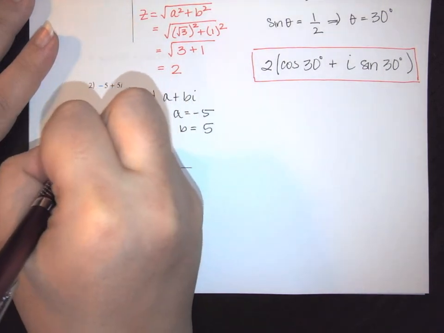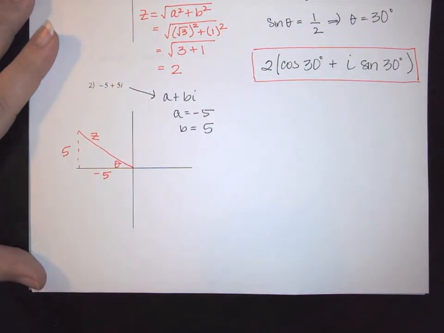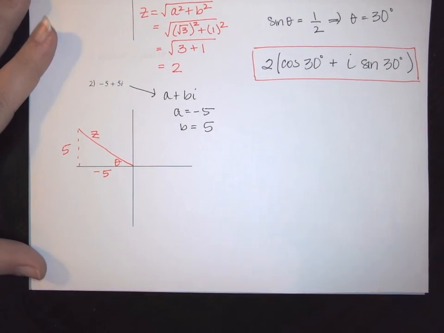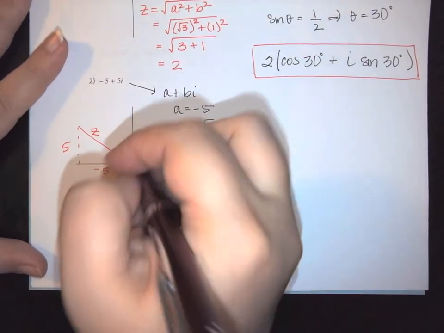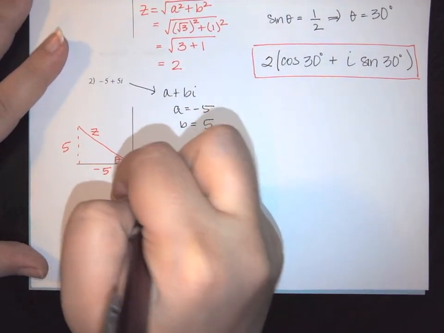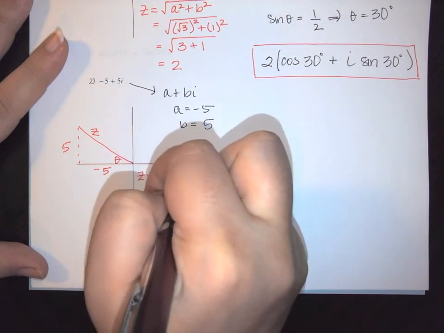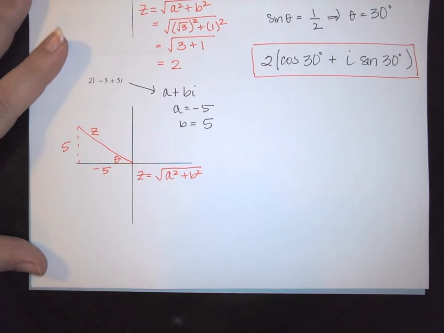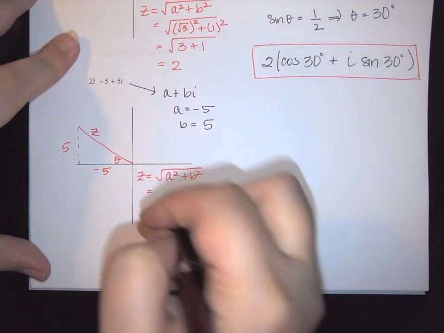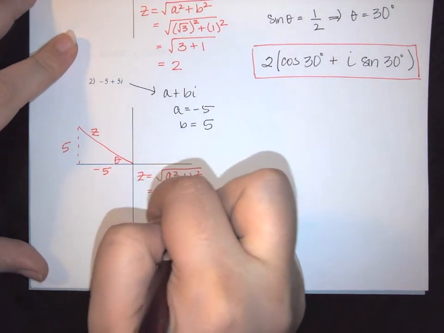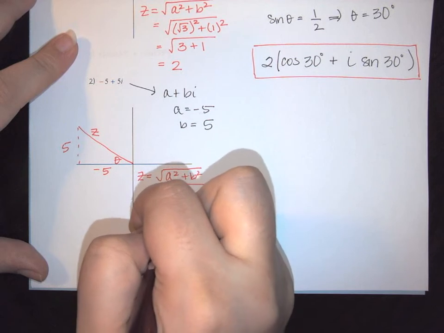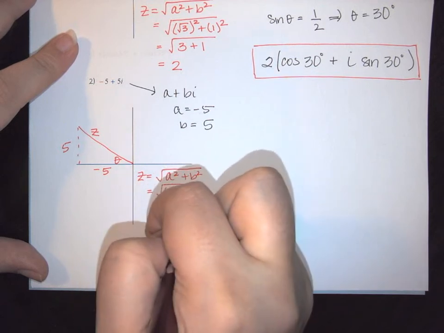So I need to use my Pythagorean theorem or my z formula to find my missing term. Remember, that's a squared plus b squared. Take the square root. So here this is going to be the square root of -5 squared plus 5 squared.